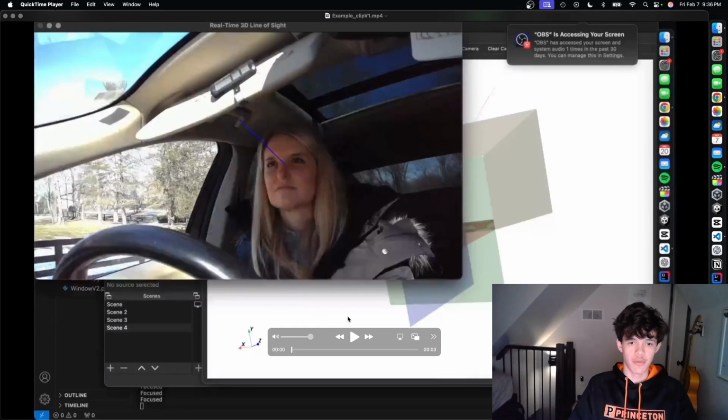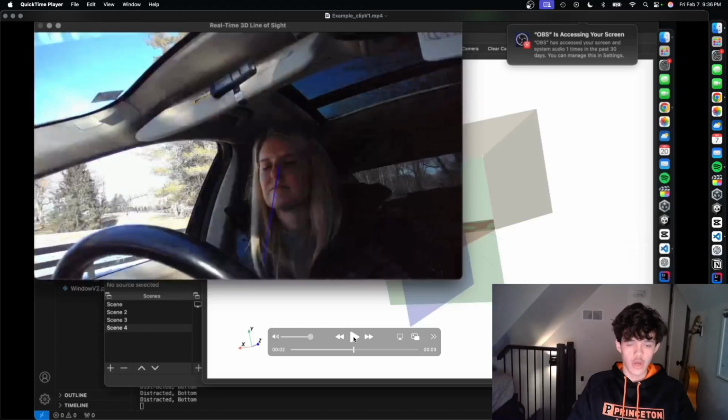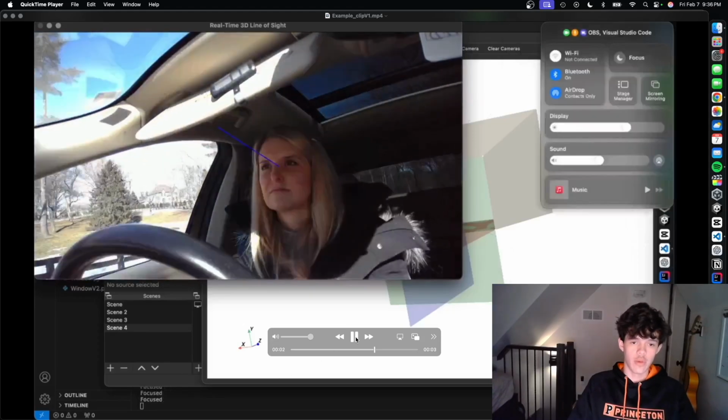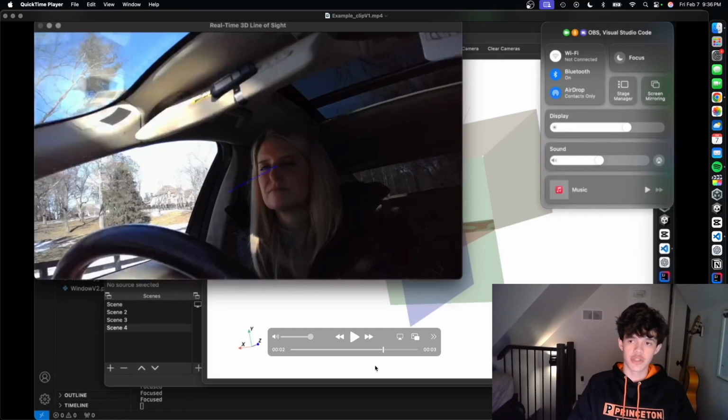Here's the first example. In the first example, we can see that she is currently looking forward with her eyes on the road, showing that she is currently focused. Here's the 3D model of her car. Now watch what happens whenever she goes to look down at her wheel. When she looks down at her wheel, there's a high source of distraction from the bottom. Whenever she looks back up, she is focused once again.